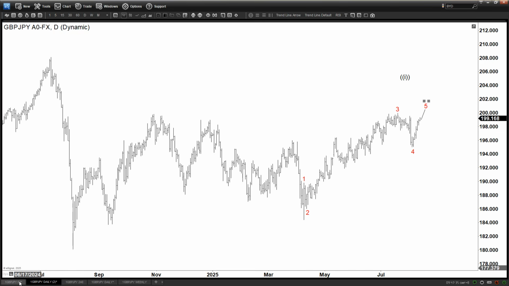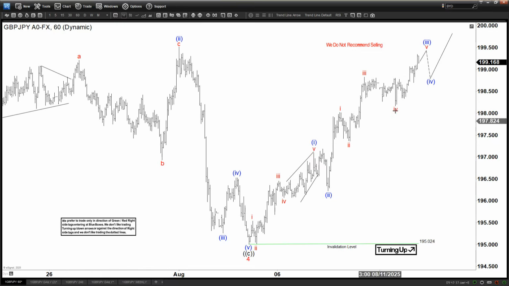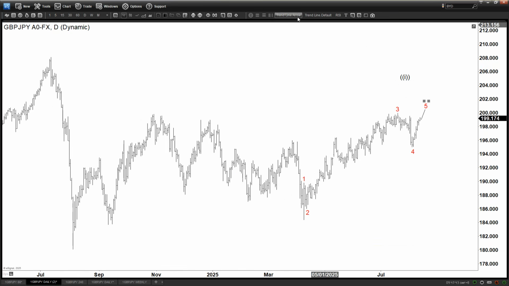But for now, in the meantime, in the shorter cycle, as long as we stay above 195, we should be able to see more upside, and eventually we should break above that previous peak here, which is this 199.8 here. Okay, so that's where we are.